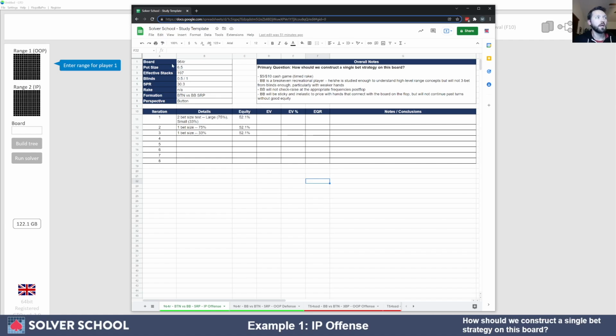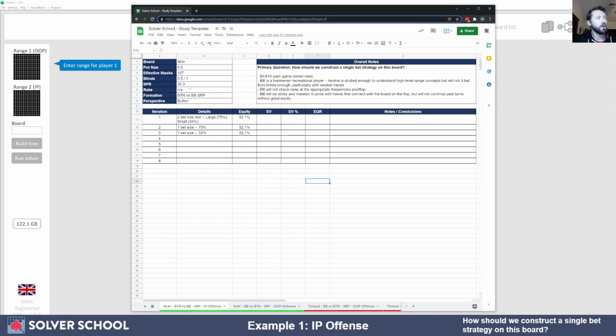And the components that I like to include within this study template are things like the board. So we're looking at a 964 rainbow board, the pot size, the effective stacks. I do like to note here what the blinds are in this particular notation. So here I can read this and say the effective stacks are 197, the pot size is 6.5, and the blinds are 0.5 and 1. So it tells me that everything's in big blinds here, because I know that the big blind is 1, which is one big blind.